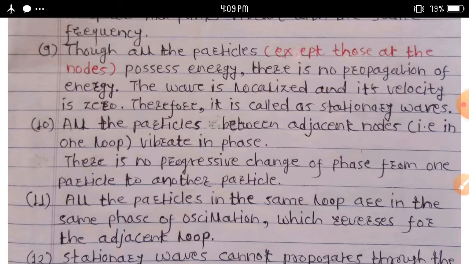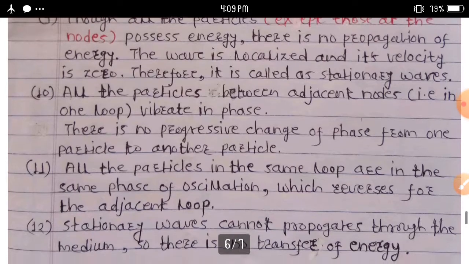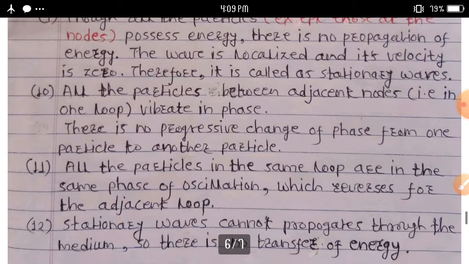Next one, though all particles except those at the nodes possess energy, there is no propagation of the energy. The wave is localized and its velocity is 0, therefore it is called a stationary wave.